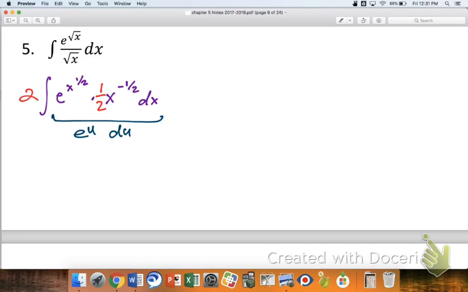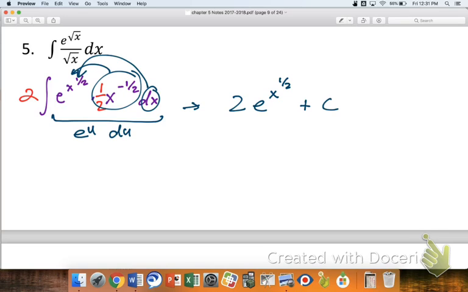What's the antiderivative of e to the u du? E to the u plus c, right? So this is just going back inside. This is just going back inside. So I end up with 2e to the x to the 1/2 plus c. Say again, Robbie? I multiply the inside by 1/2, so I've got to multiply the outside by 2.